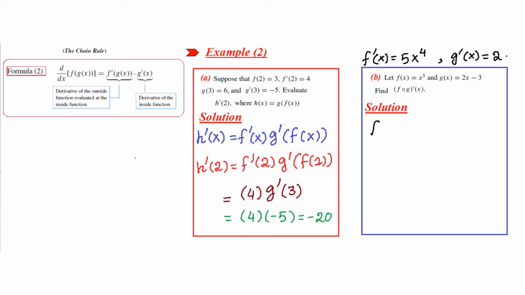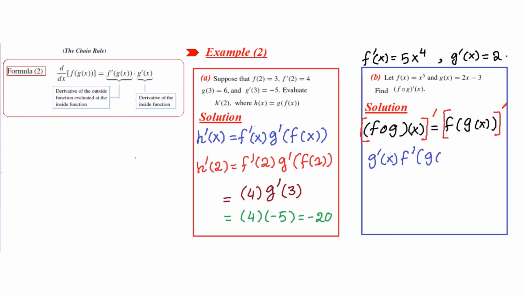Then we know that f of g of x, it is the same as f of g of x. And if we want to find the derivative of the left hand side, it is the same as the derivative of the right hand side, which is the formula 2 of the chain rule. So you have to derive the inside function g prime of x multiplied by the derivative of the outside function f prime of g of x.